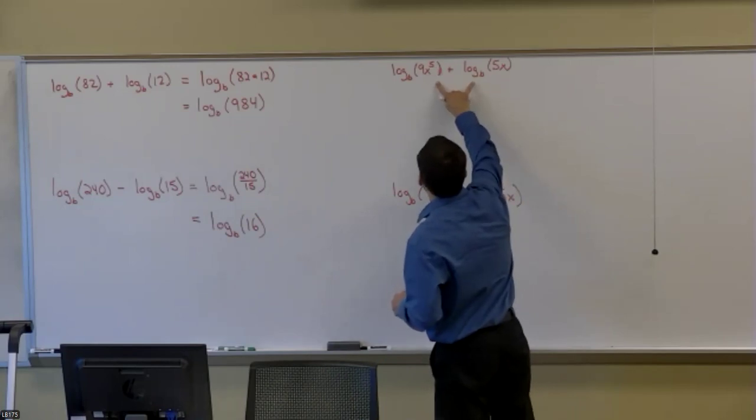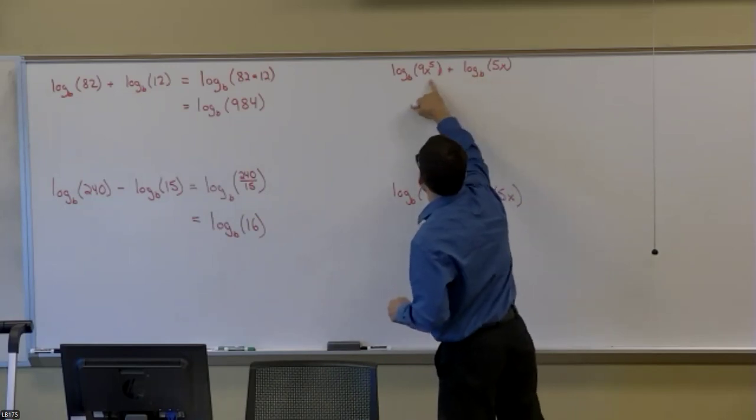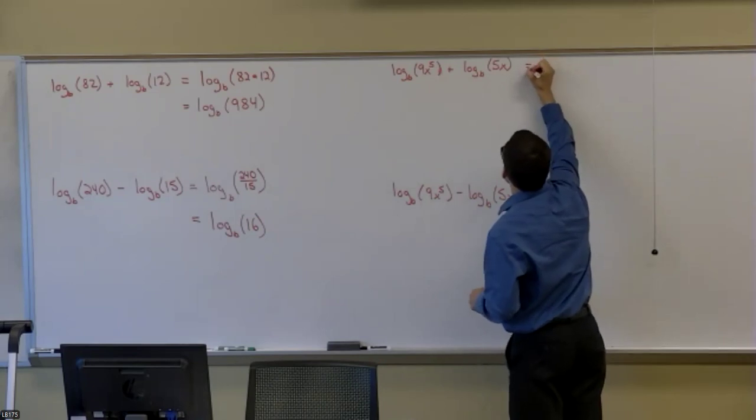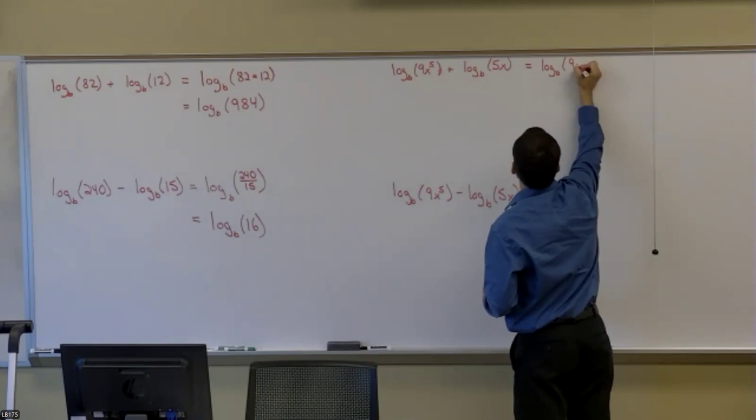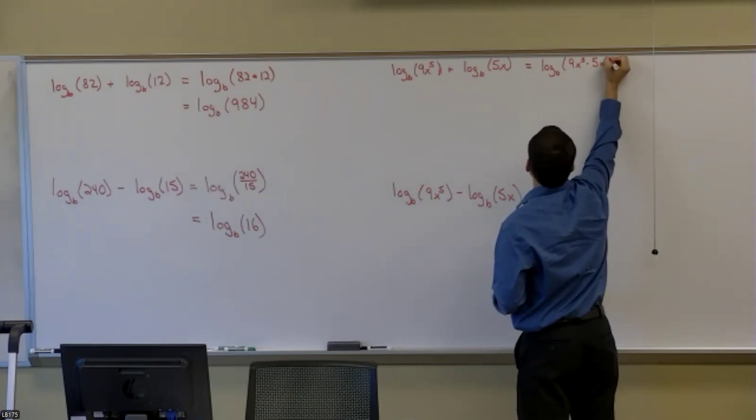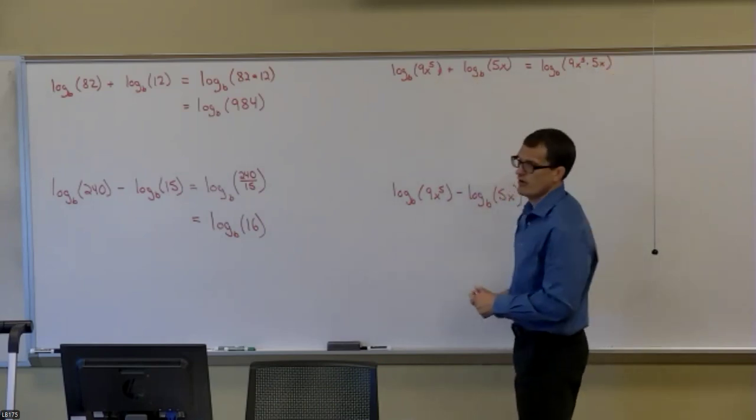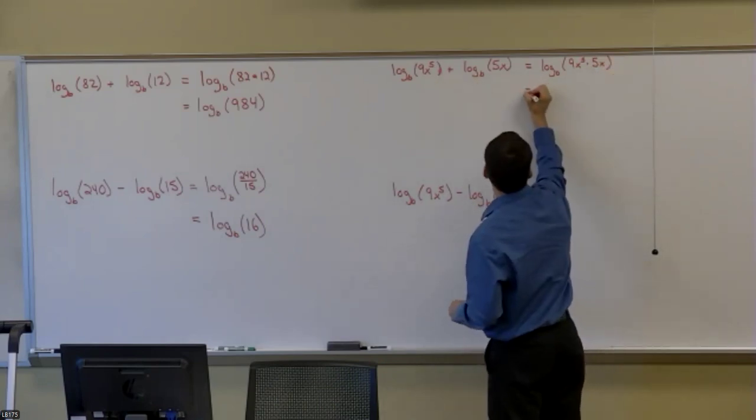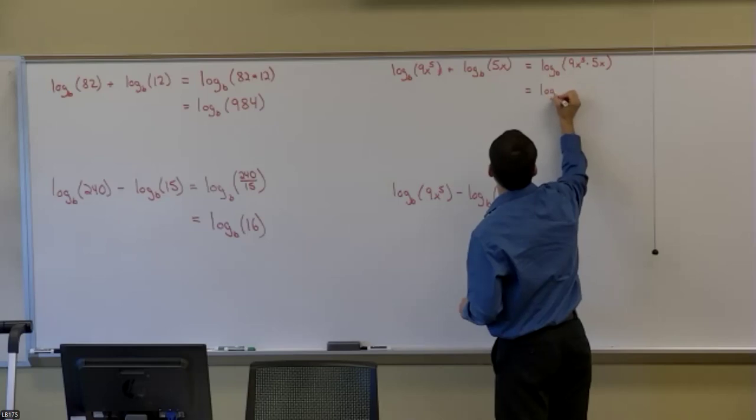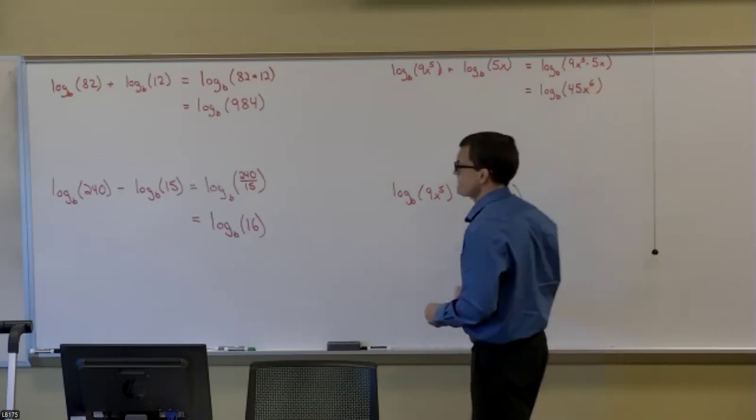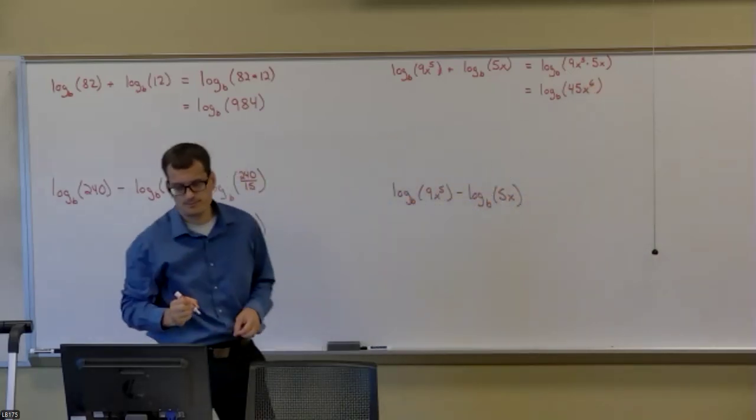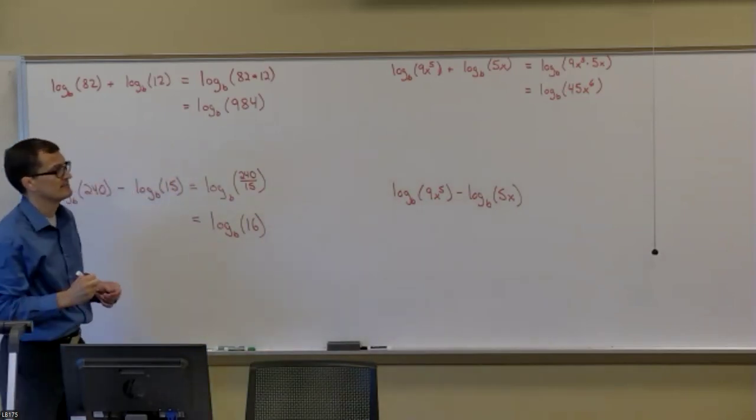Over here, I have variables inside. And so what I would do is exactly the same way. We'd take 9x to the 5th and then multiply that times 5x when we're adding the two logs. That's going to be log base b of 45 times x to the 6th power. And that's it. That's the whole thing.